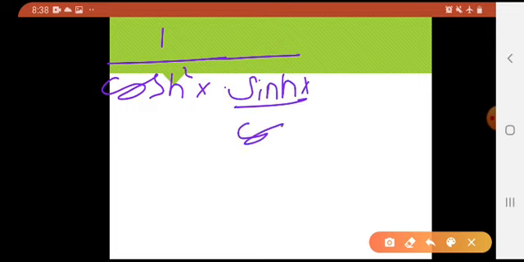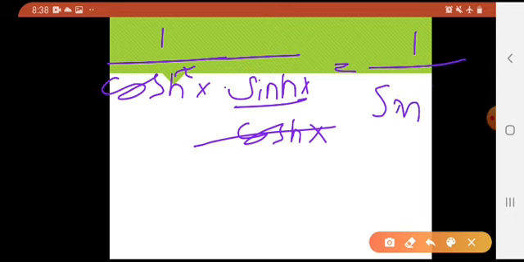1 divided by cos hyperbolic square of x into tan hyperbolic, which was in the denominator here. Can I write it as sin hyperbolic of x divided by cos hyperbolic of x? So now what would this become? A cos hyperbolic cancels out. So it would be 1 divided by sin hyperbolic of x into cos hyperbolic of x.